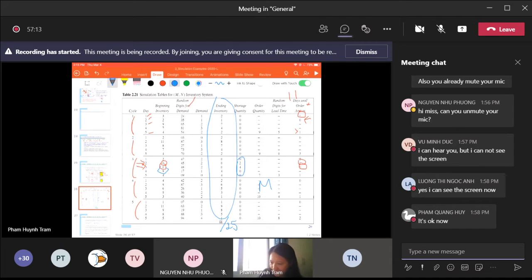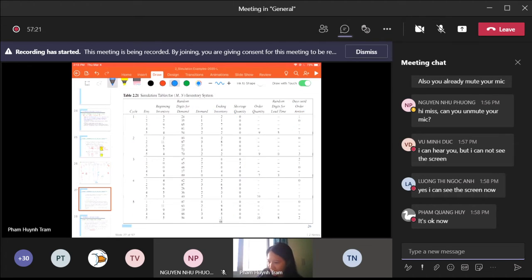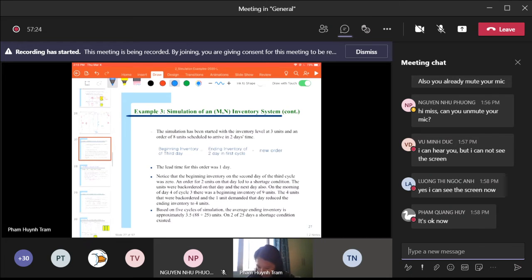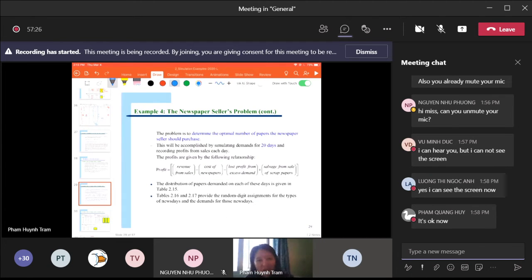We can try a similar example with the next one, the newspaper seller problem. This is also a common problem of inventory management. In this example, instead of looking at inventory in general, our product is newspaper. Our inventory is newspaper. We are selling newspaper.